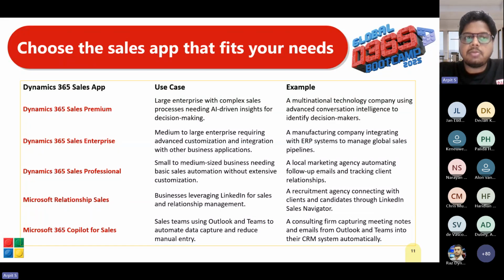So as you can see, Premium is always recommended for large enterprises where you have to implement complex sales processes along with AI driven insights. Sales Enterprise for medium enterprises, Sales Professional for small to medium sized businesses, Microsoft Relationship Sales for the LinkedIn integration basically, and Copilot for Sales for someone who mostly uses the Outlook and Teams integrations along with the sales. Yep.